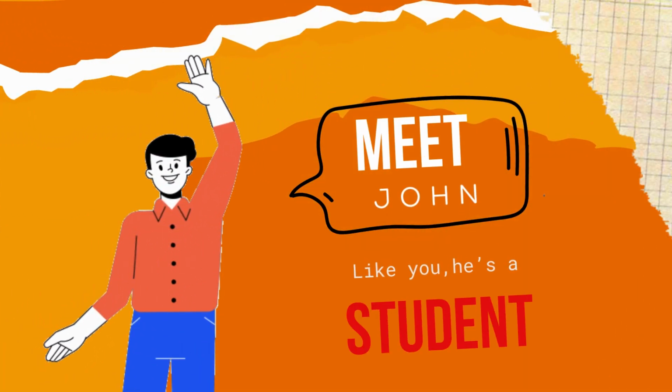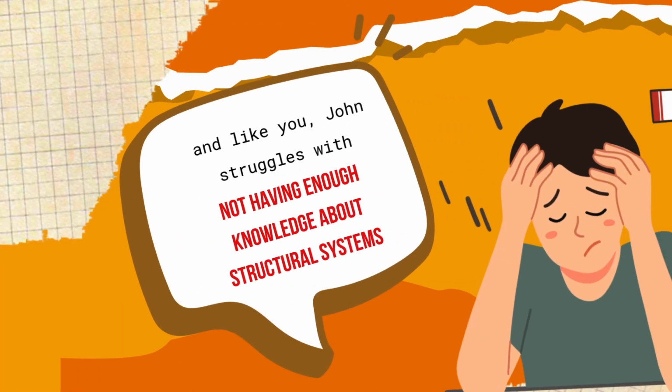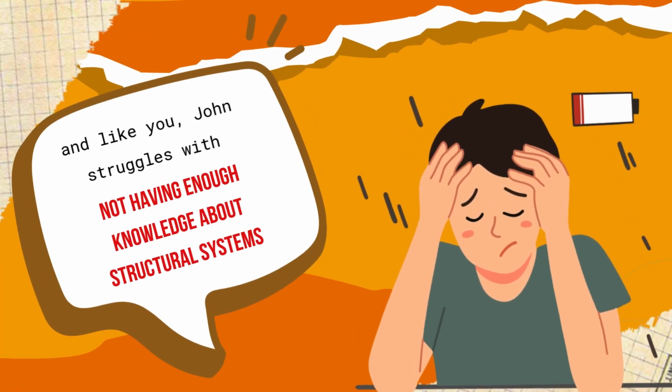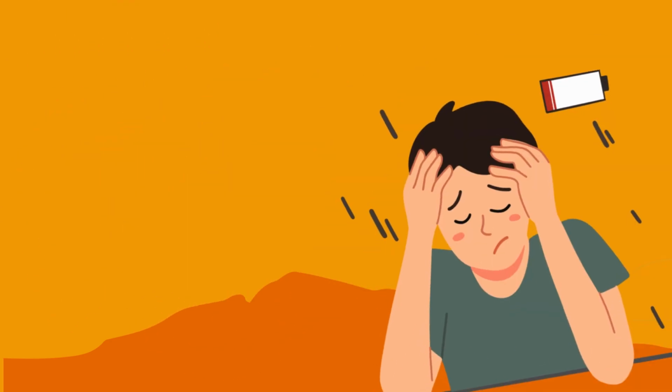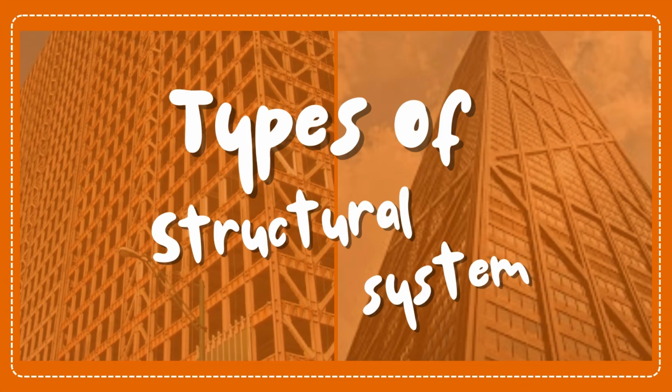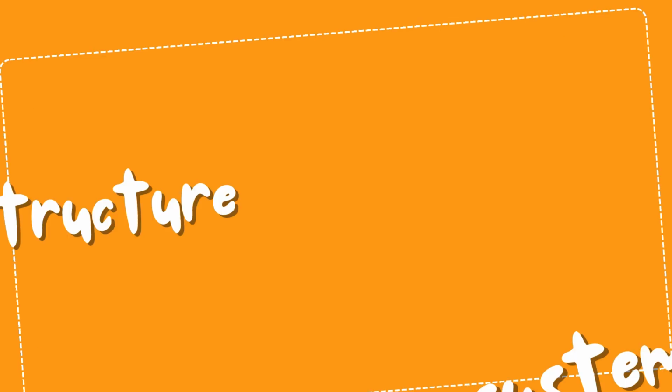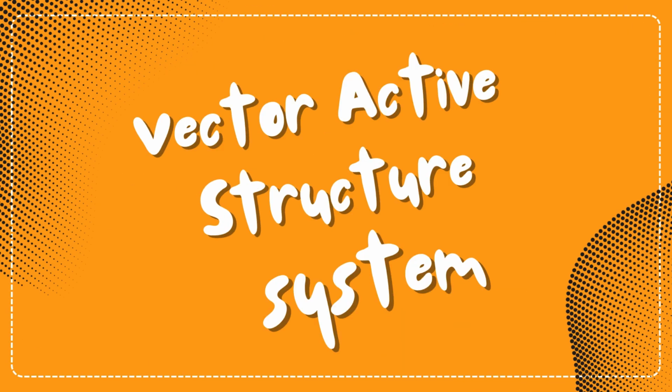Meet John. Like you, he's a student. And like you, John struggles with not having enough knowledge about structural systems. And that is why I'm here to show you the different types of structural systems. Vector-active structure system.